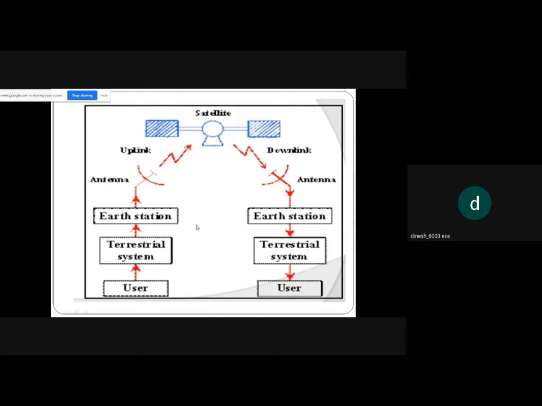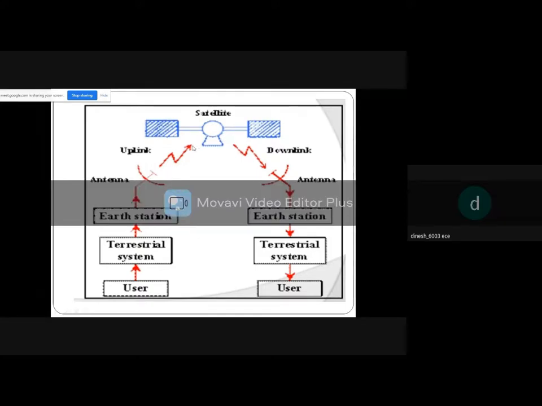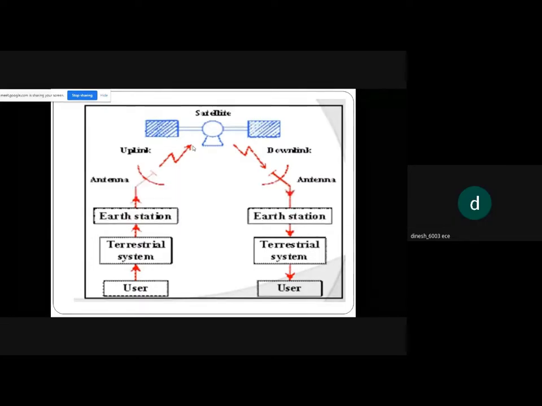And the satellite is placed around 36,000 kilometers from the Earth's surface. From there, those signals reach the receiving antenna.